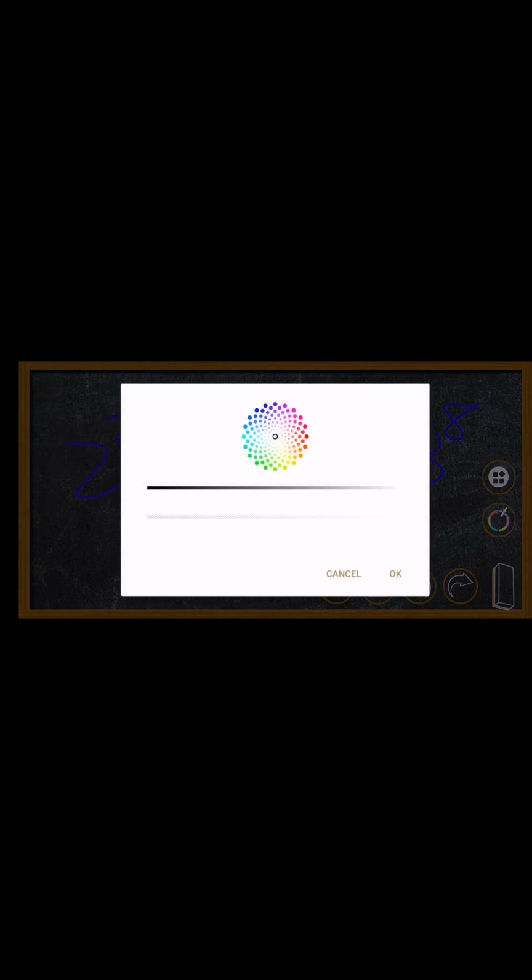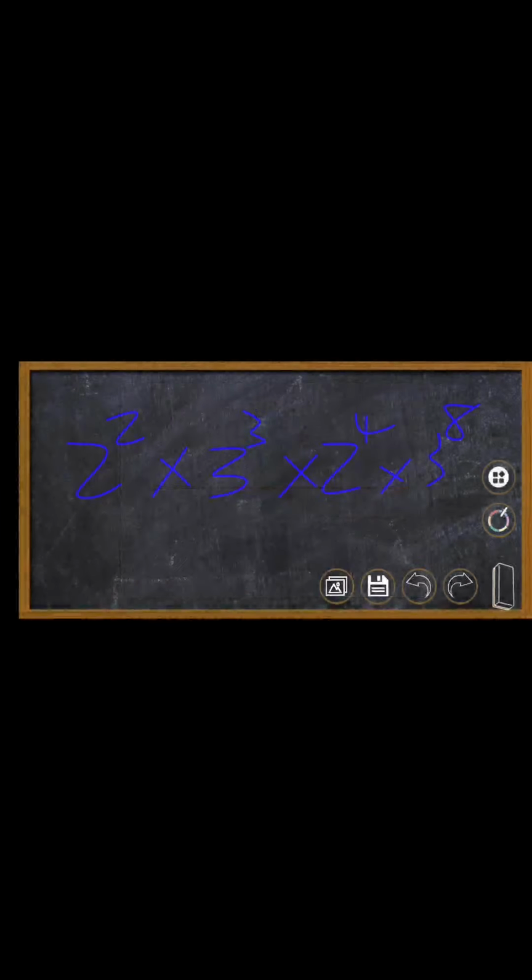For our first example, we have different bases. So we have 2 to the power of 2 times 3 to the power of 3 times 2 to the power of 4 times 3 to the power of 8. What do you do first? You take your color and you underline the terms with the common bases, because we're trying to use this rule: a to the power of m times a to the power of n is equal to a to the power of m plus n.